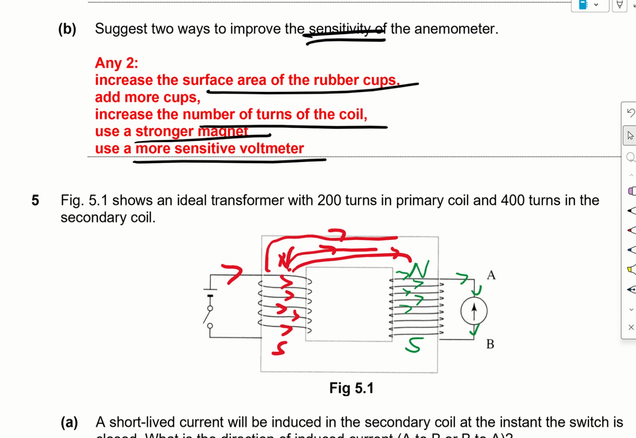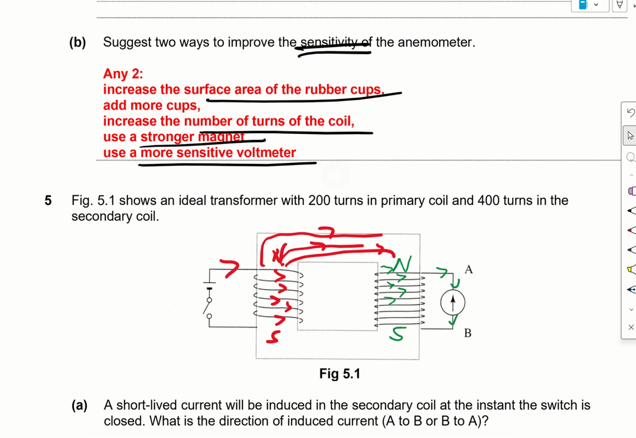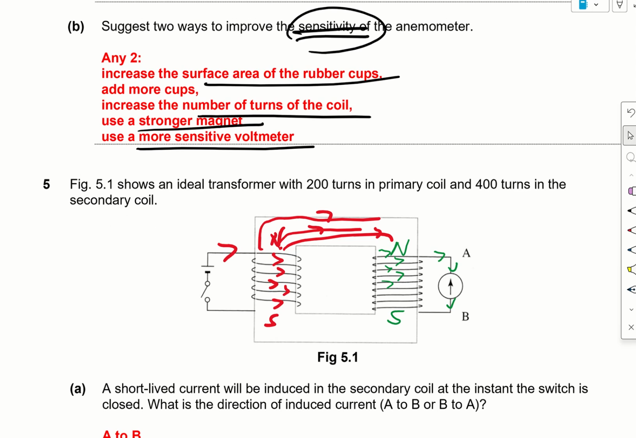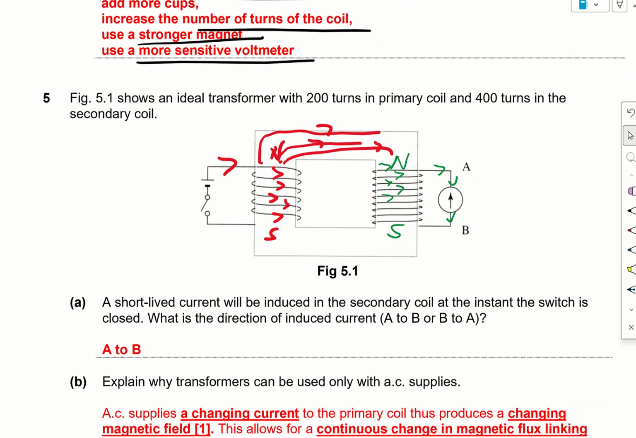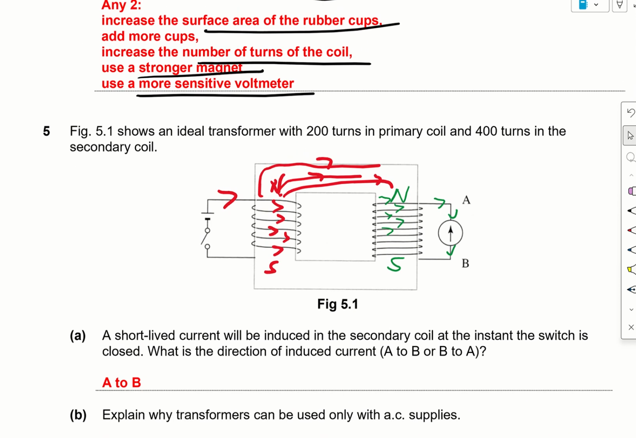I actually saw an answer in some of the scripts that you handed in. That answer is not allowed because they are asking for the sensitivity. I forgot what the wrong answer was. Maybe some of you can let me know what it is, then we can share with everyone.